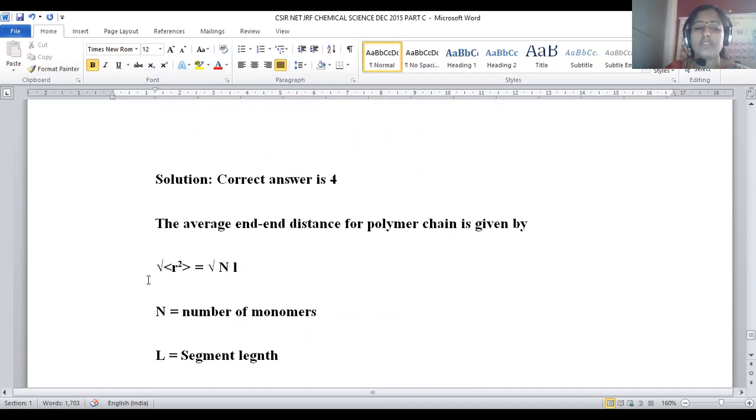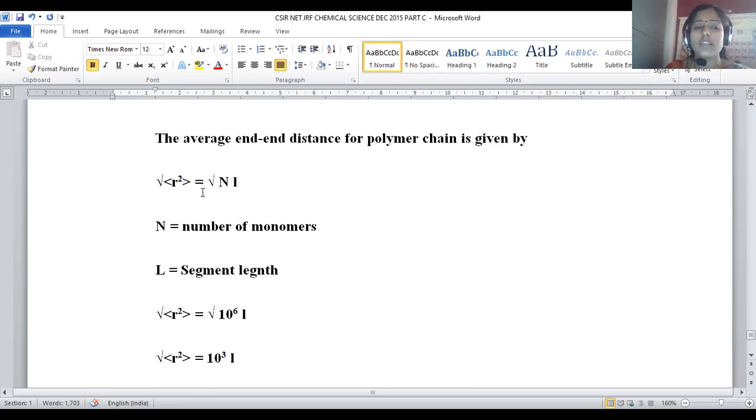In order to get this, we have the formula: under root R square is equal to under root N into L. N denotes how many monomers are present in the given polymeric chain. L is the segmental length, how much length the polymeric chain has. R is nothing but the end-to-end distance.